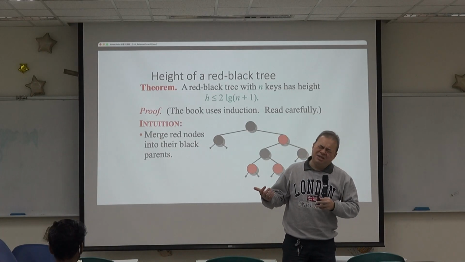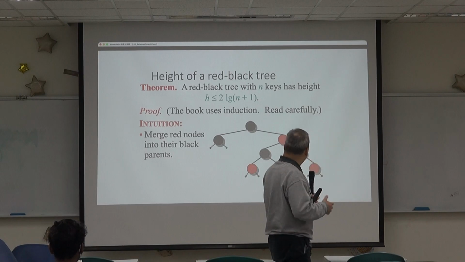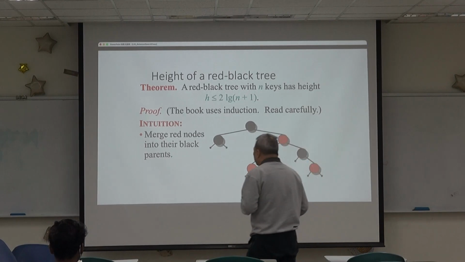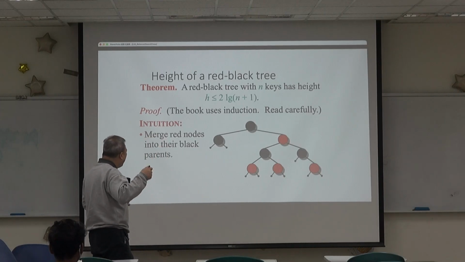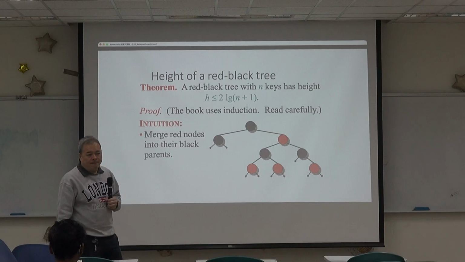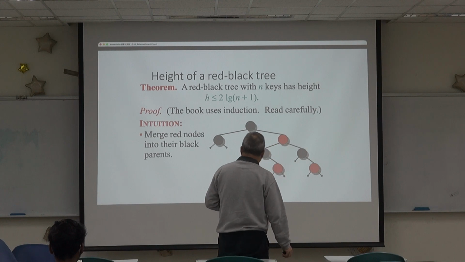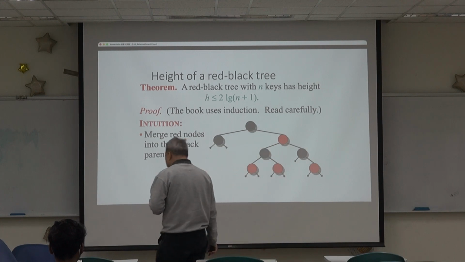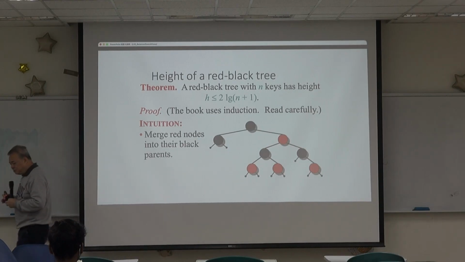So this tree, well, it's not exactly balanced, but at least we have this property: a red-black tree with n keys has height that must be smaller or equal to 2 times log n plus 1. So, how to prove this?